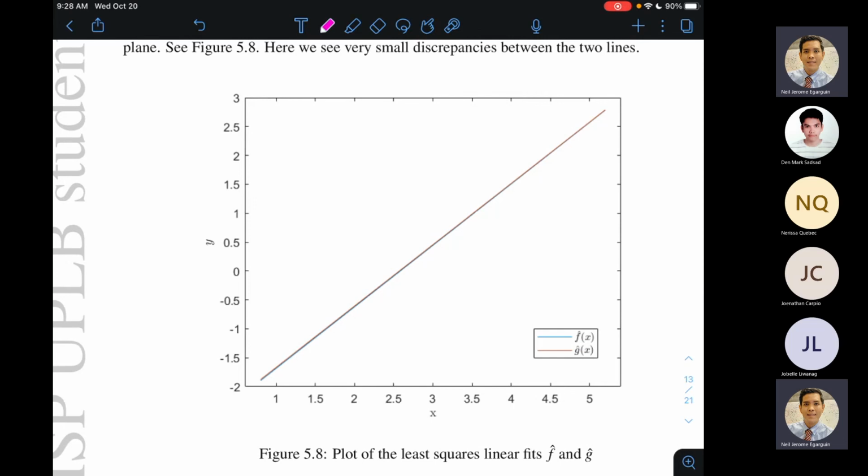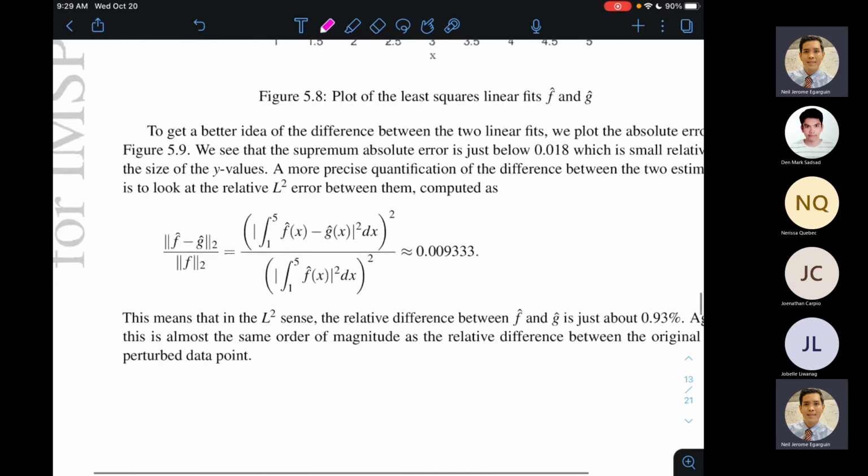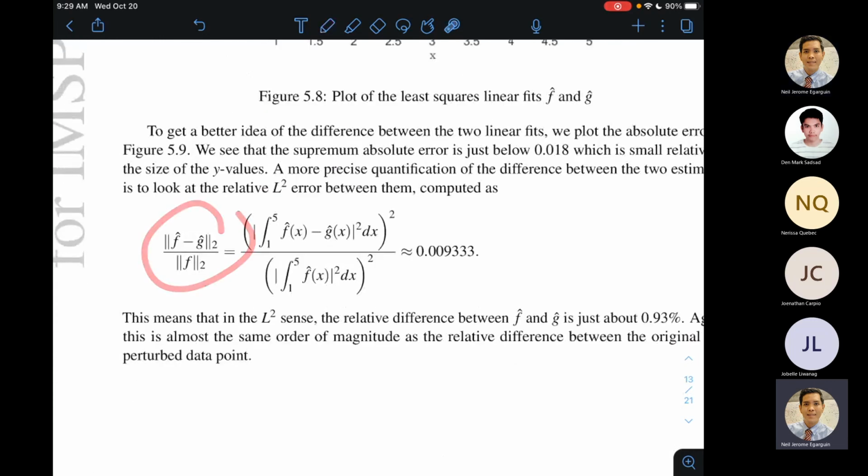Right? And to further support this numerical, this visual aid, na okay, kahit pag inisod ko ng konti yung data points, hindi nagbago ng masyadong malaki yung nakuha kong model para dun sa data. So if you want to convince really your reader, aside from providing just a visual evidence, pwede mong i-compute yung relative difference between the two models that we got. Si F yung gamit yung original data, si G hat yung gamit yung perturbed data.